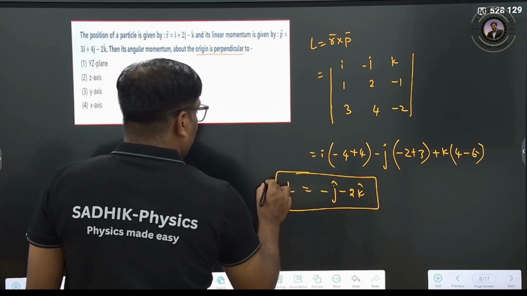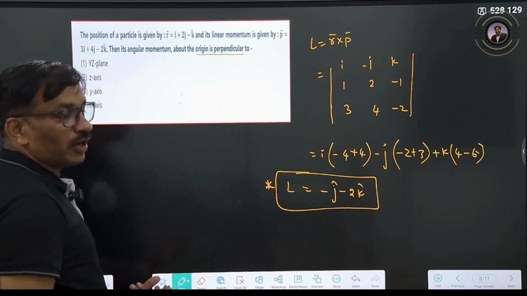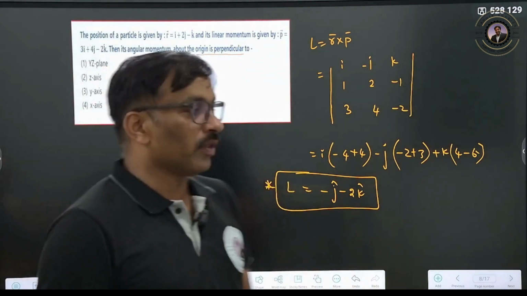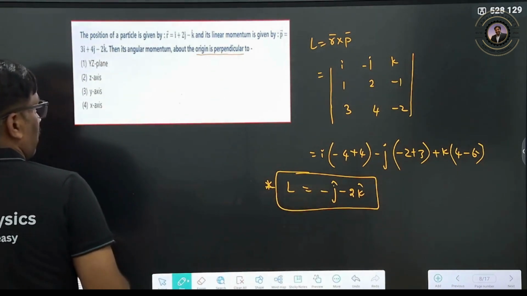But what if we want to calculate something more? He is asking that the angular momentum is perpendicular to something. The perpendicularity condition means you have to do the dot product. Here j is there, k is there, but i is not there.